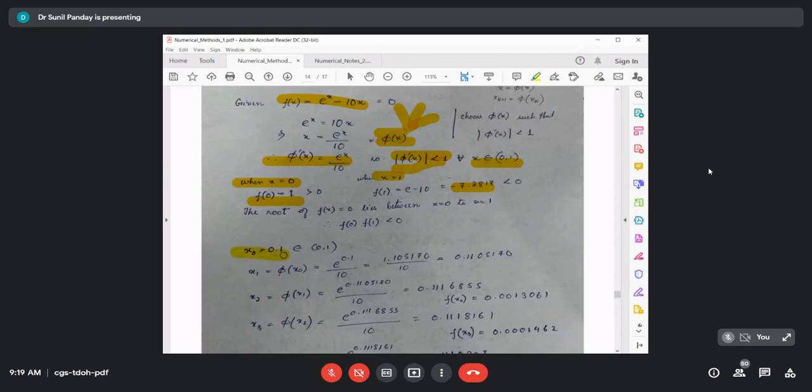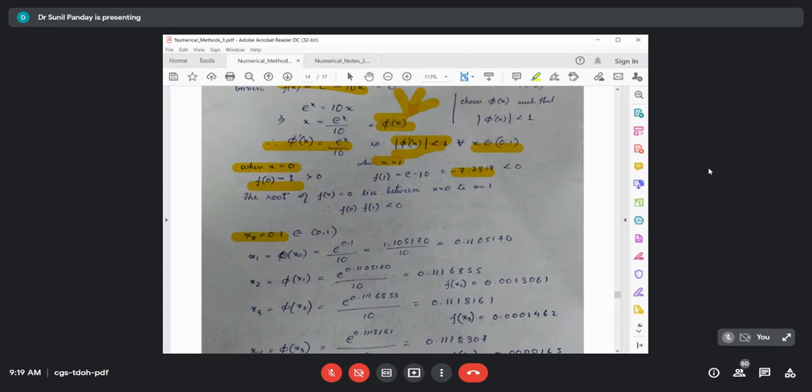So I have selected x naught equals 0.1, even though you can select x naught equals 0.5 also. 0 plus 1 by 2, you take the midpoint, and 0.5 can also be selected because your root is lying between the interval 0 to 1. So here we have taken x naught equals 0.